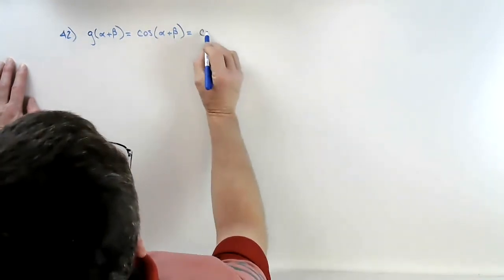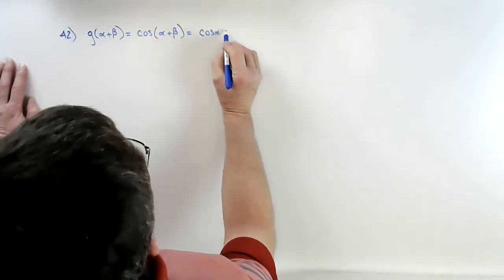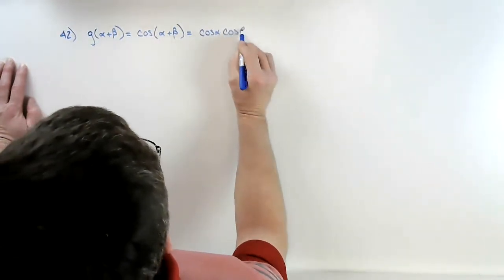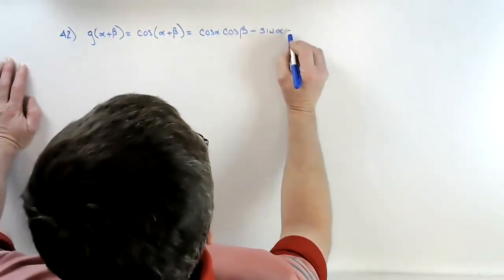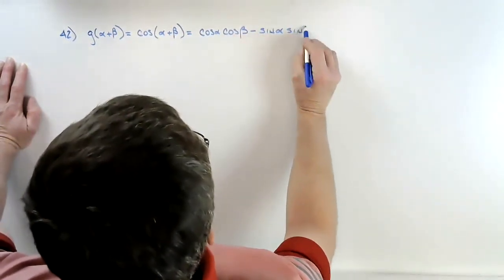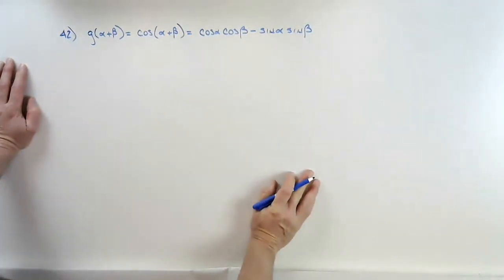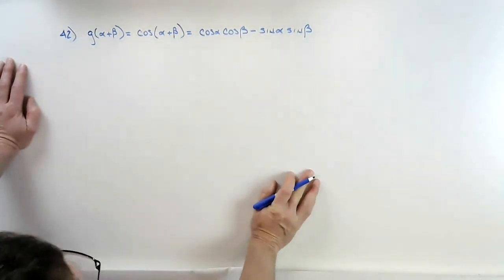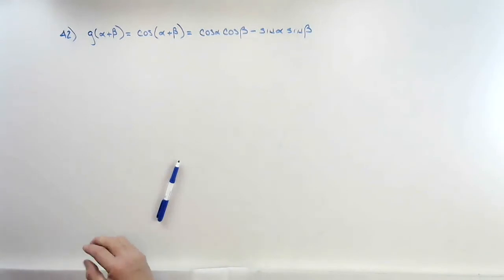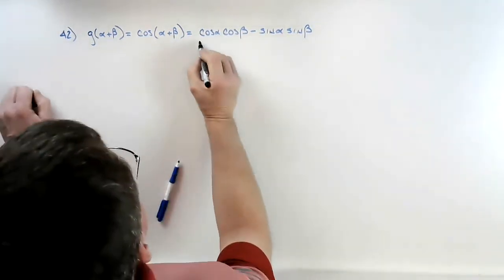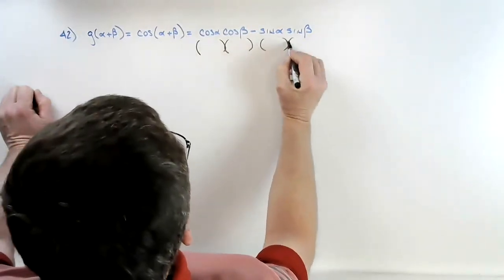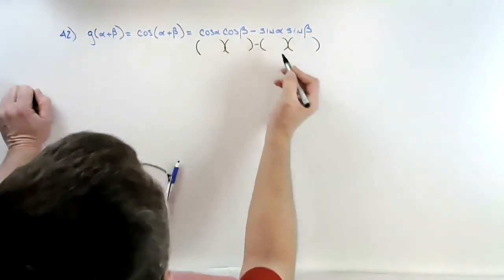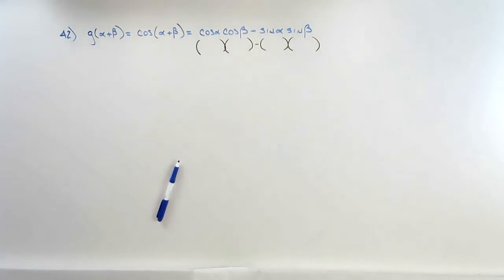Now we know what cosine of alpha plus beta means. Cosine of alpha plus beta means cosine of alpha, cosine of beta minus the sine of alpha, the sine of beta. And again, I like to think of this as being four blanks that we have to fill in. Now, how are we going to fill those in?